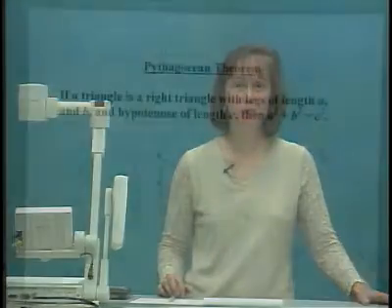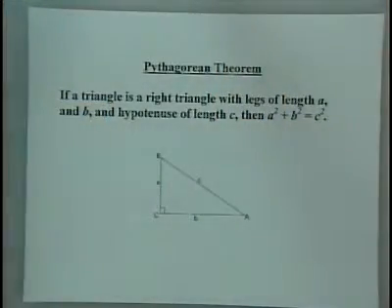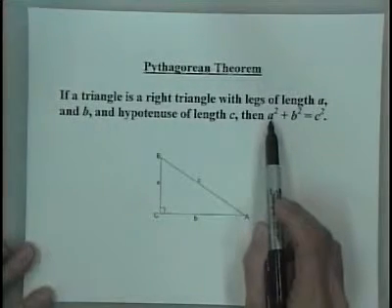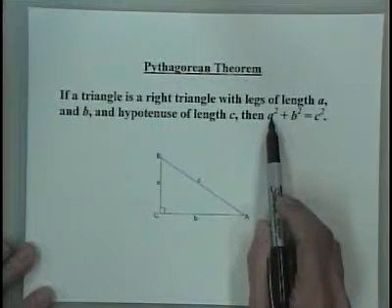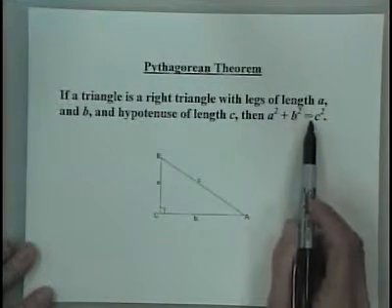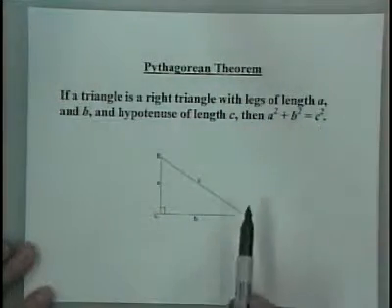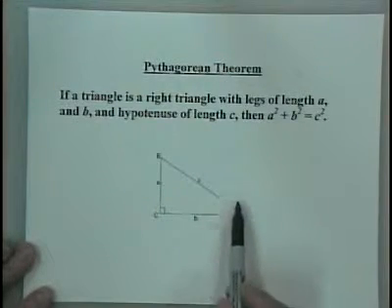In this lesson we're going to look at the algebra of triangles. Let's start with the definition of the Pythagorean theorem. If a triangle is a right triangle with legs of length A and B, and a hypotenuse of length C, then A squared plus B squared is equal to C squared. All of that fits with this picture.